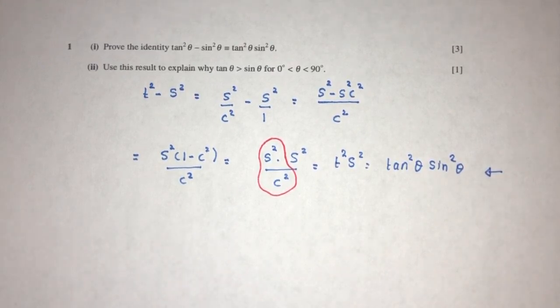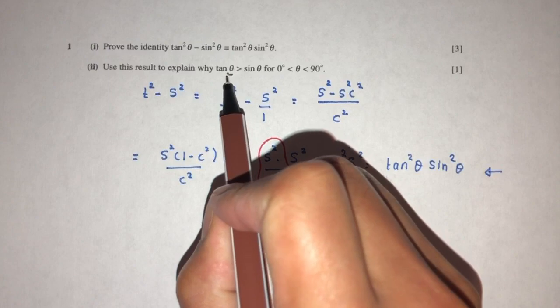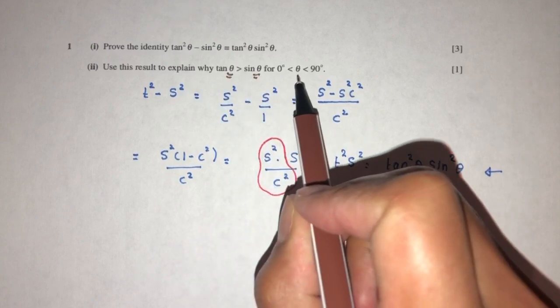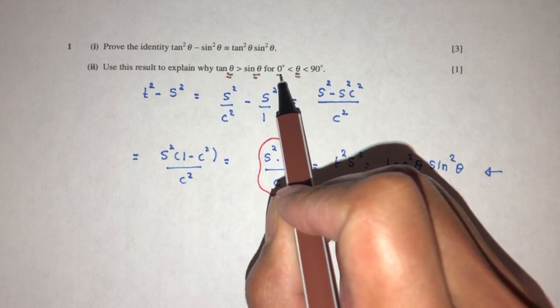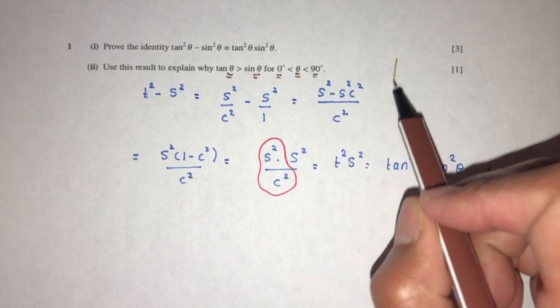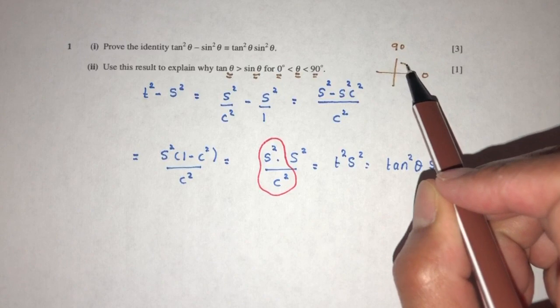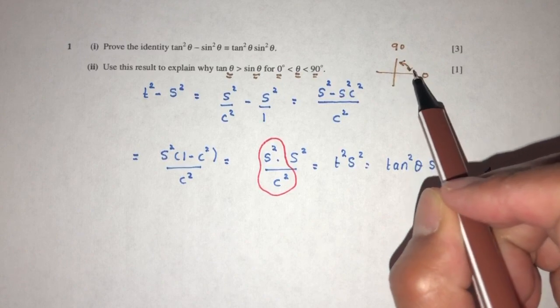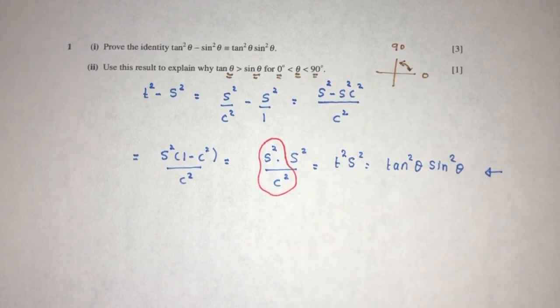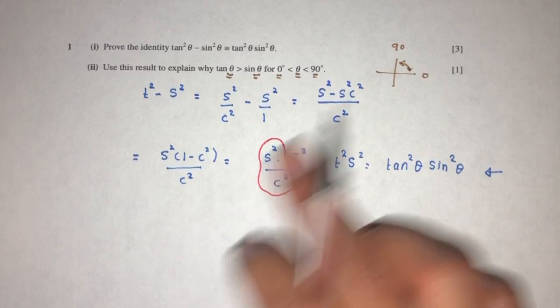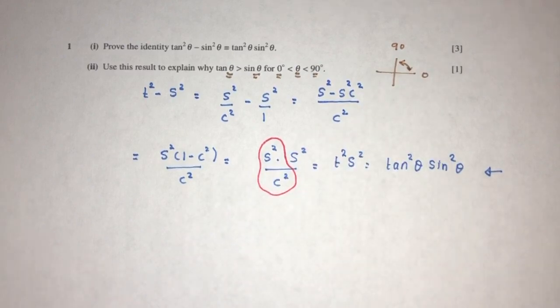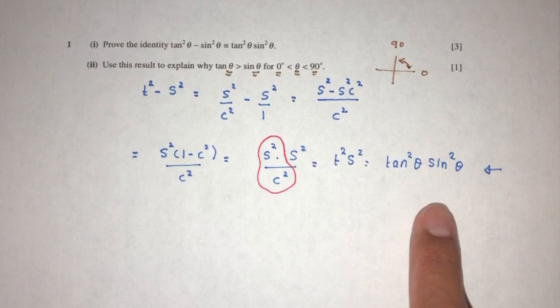Now for part 2, we have to use this result, so using this result, to explain why tan theta is more than sine theta for the angle theta is acute, is in the first quadrant, 0, 90. Theta will be right here, and not including the value of 0 or 90, so it will be inside that quadrant. So let's see, why is that? So we have to use the result from part 1.